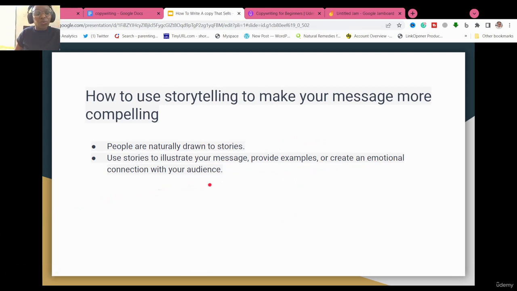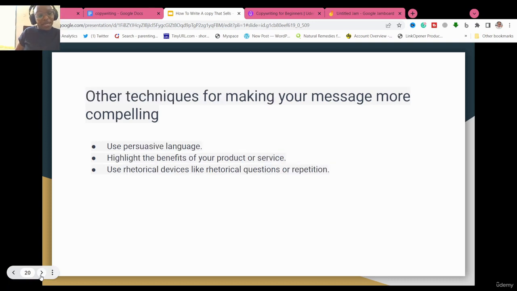Stories are wonderful tools, or wonderful techniques that help you connect with your audience. They are amazing, and you should never miss the chance to use a story in your copy. So that is one technique while crafting your message. Remember to use a story, a compelling story.